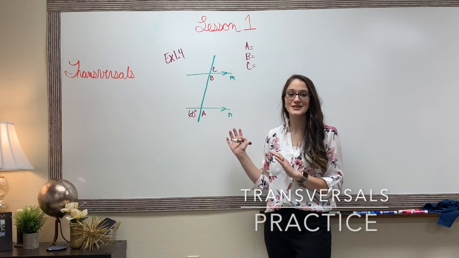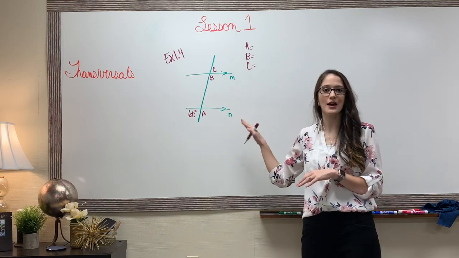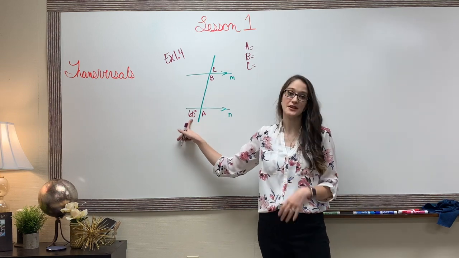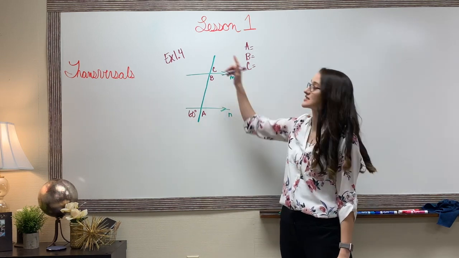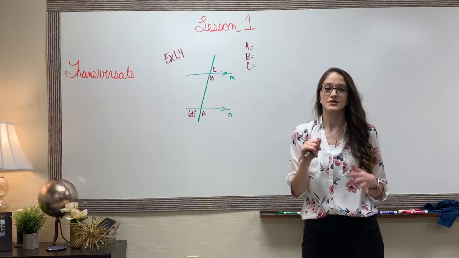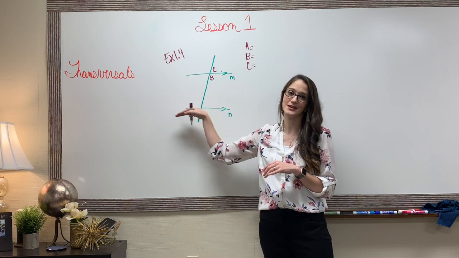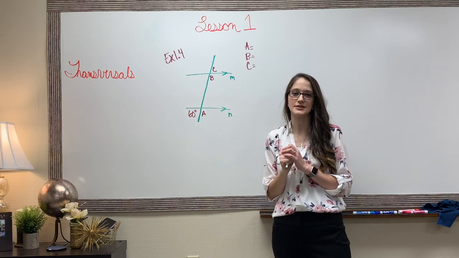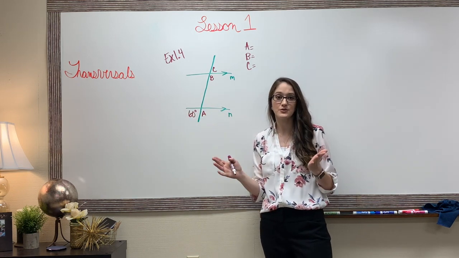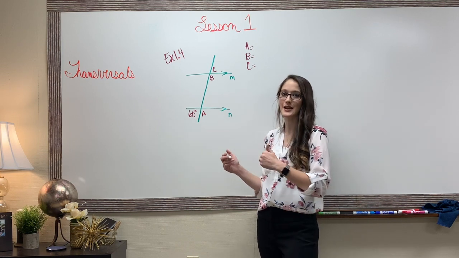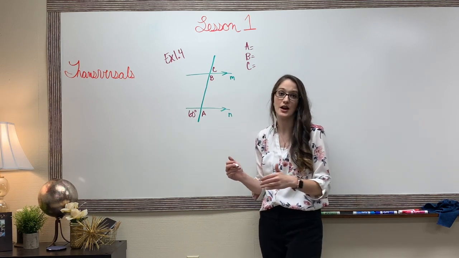Okay, so in this example, we have parallel lines M and N that are both being cut, and we have a given of 60 degrees, and then we have three missing angles that they want us to find. So what we can do first is find A, because we know that it is adjacent to 60 degrees. So if those two angles combined are going to be 180, we just subtract 60 from 180. So we know that angle A is 120 degrees.